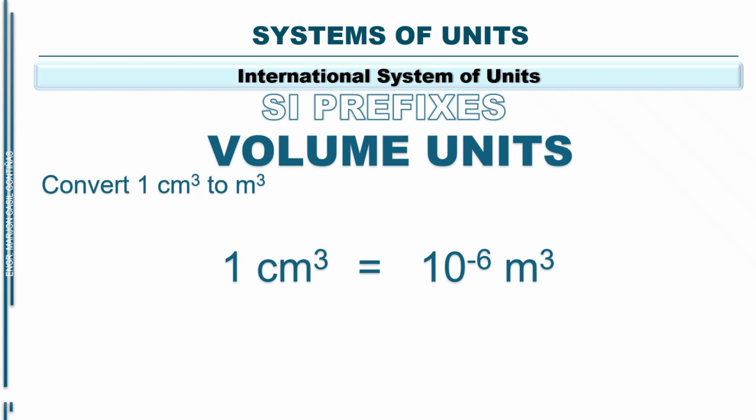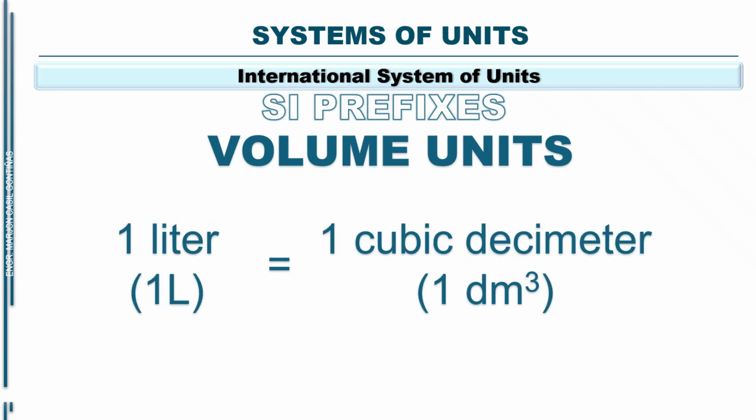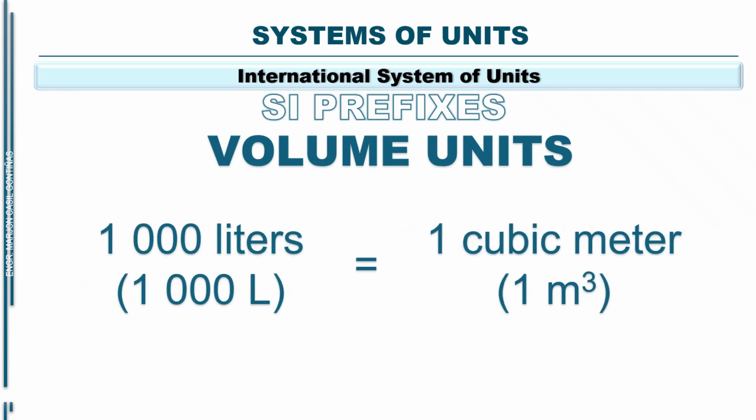Simple, right? Here's a fun fact you'll actually use, especially when dealing with liquids. 1 liter is exactly the same as 1 cubic decimeter. That's right, a liter is just a fancy way of saying 1 cubic decimeter. And here's another one you'll want to remember. 1,000 liters is equal to 1 cubic meter. So the next time you see 1 cubic meter, just think of it as 1,000 liters of space, whether it's water, fuel, or any liquid. Simple conversions, but super useful in real life.